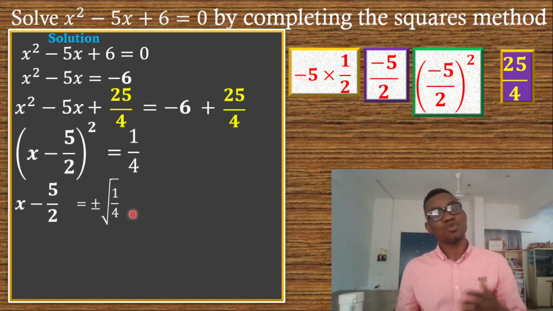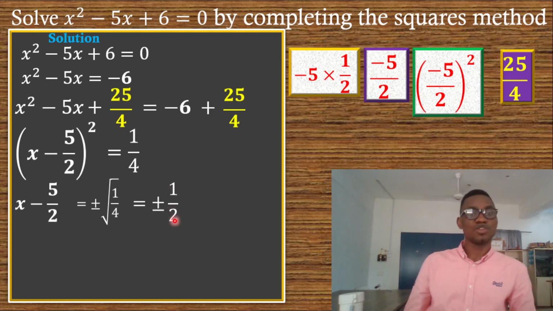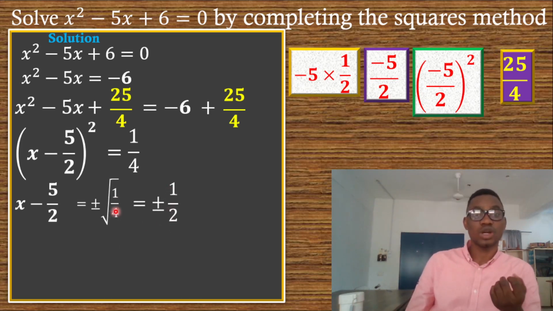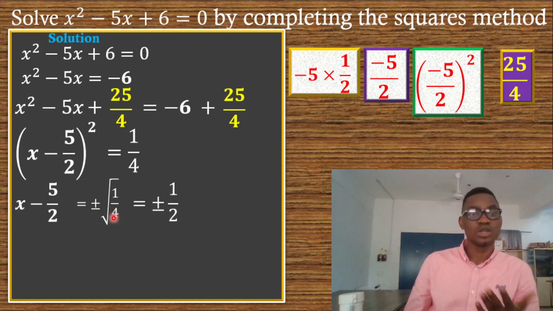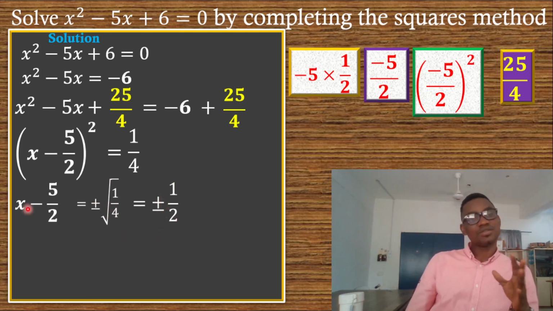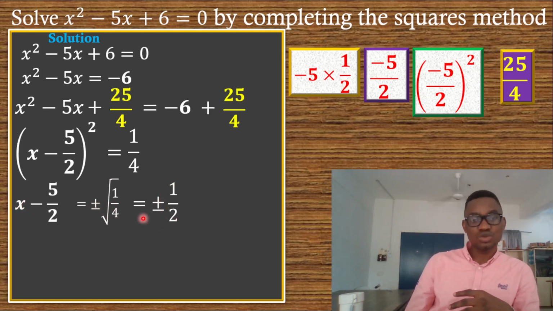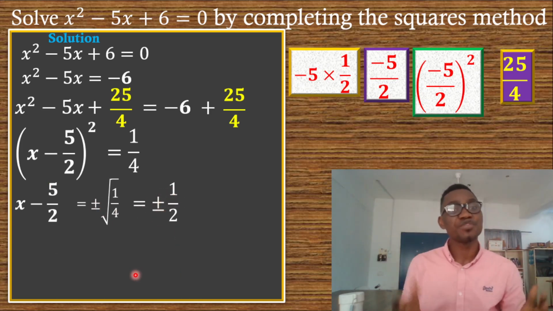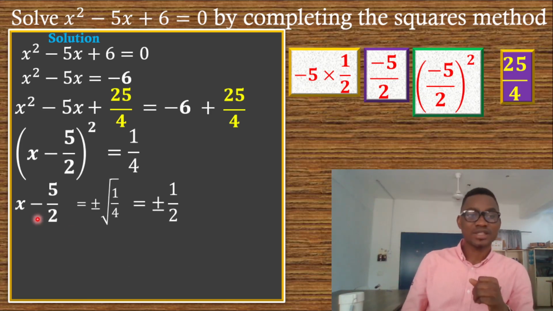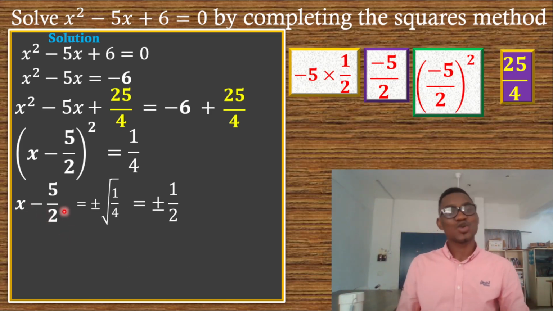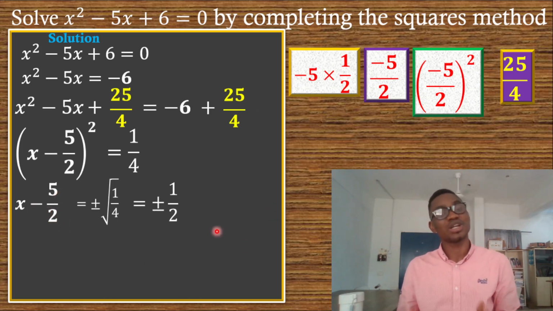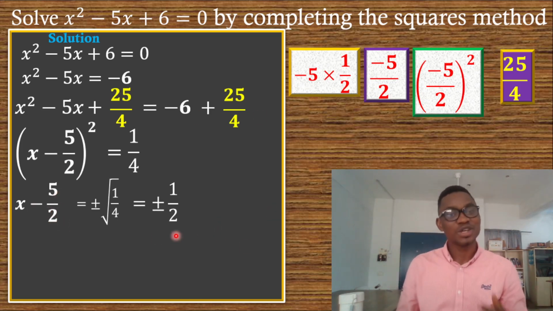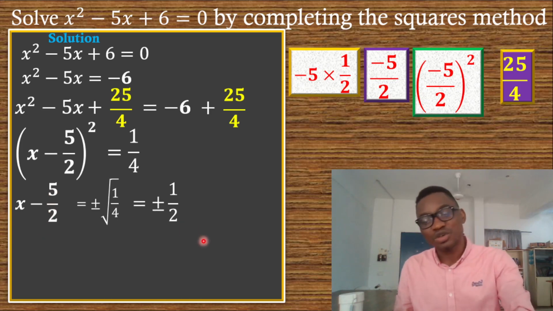So we take the root of 1 over 4 to get 1 over 2. As you can see, 1 is a perfect square. 4 is also a perfect square. So root of 1 is 1 and the root of 4 is 2. They will maintain our plus and minus. So we have x minus 5 over 2 equal to plus or minus 1 over 2. Alright, since we are solving for x, we just need to make x the subject of the formula. So minus 5 over 2 needs to cross to the right hand side, and if that happens, minus 5 over 2 becomes a positive 5 over 2.